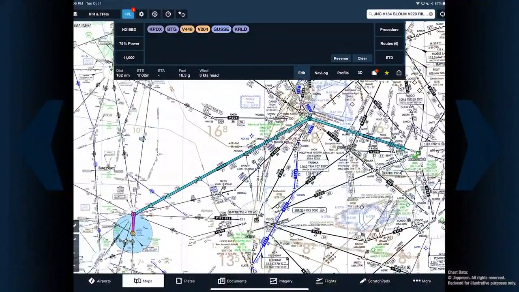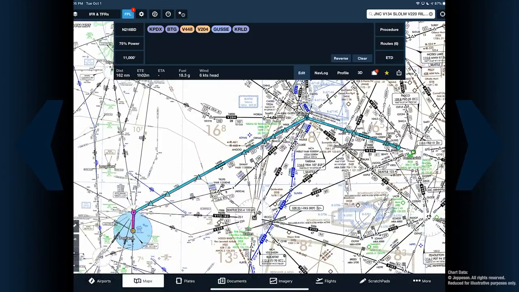Okay, let's take a look at how I put this in. We're using ForeFlight tonight, and we'll use that all the way through with a US low altitude chart from the FAA. You can see in the flight plan box, I'm starting with KPDX, then BTG, the Battleground VOR, Victor 448, then Victor 204, Gussie is the last fix in that clearance, and then to Richland.